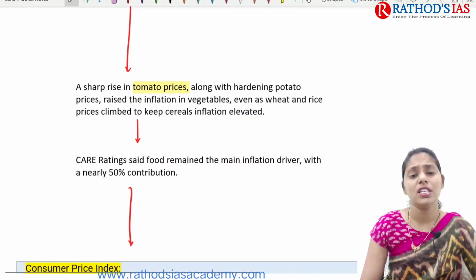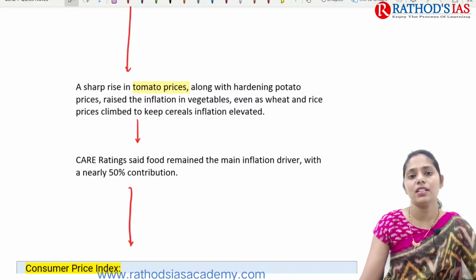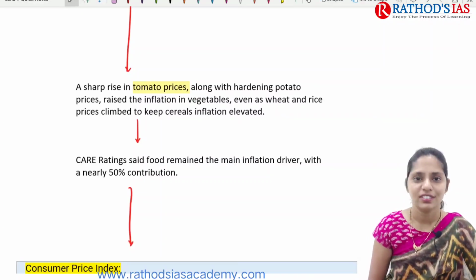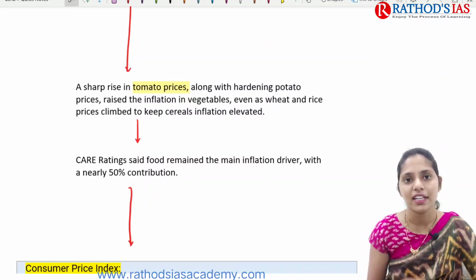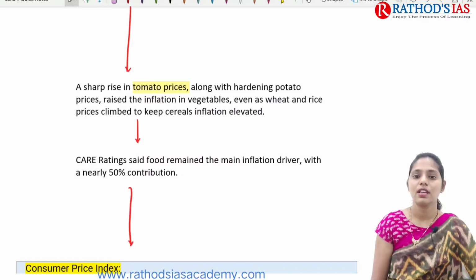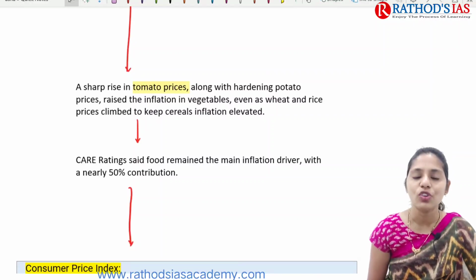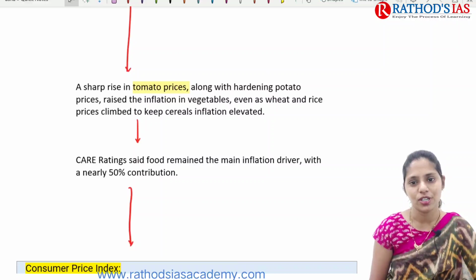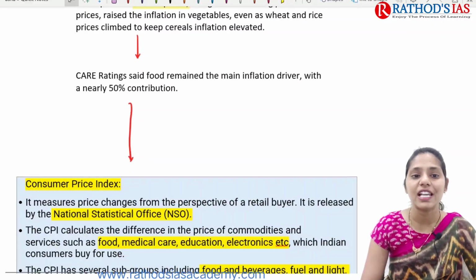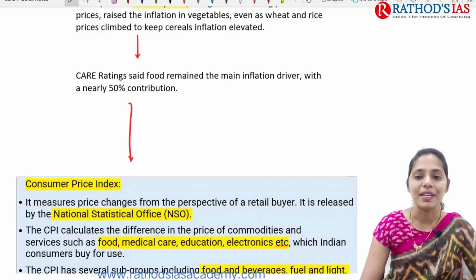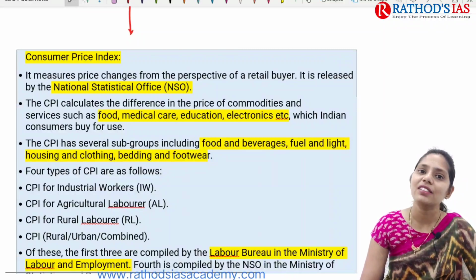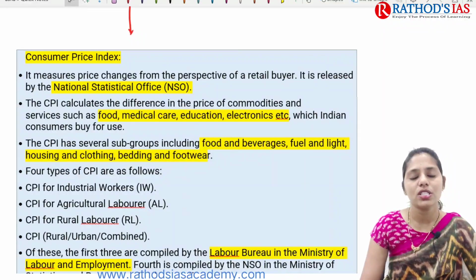And if you see why there is inflation in the market, it is because of tomato prices, which are 80 to 100 rupees in the market. Especially in Hyderabad, it is 85, sometimes 90, sometimes 100 rupees in the last 15 days. Along with the hardening of tomato prices, even the price of vegetables is very high. If you want to take any vegetable, 1 kg will be 80 to 120 rupees per kg. Even the price of wheat and rice has climbed, and even the price of cereals has increased.